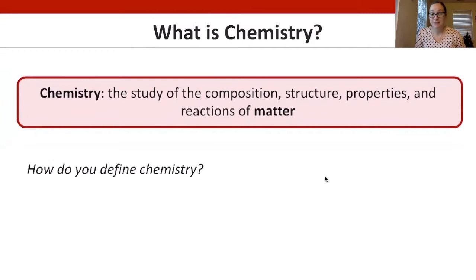So the first thing we're going to talk about is what is chemistry. Our textbook describes chemistry as the study of the composition, structure, properties, and reactions of matter. The most important word to remember in this is matter. So chemistry is the study of how things work at an atomic or molecular level. Take a moment and describe how you would define chemistry in your own words.